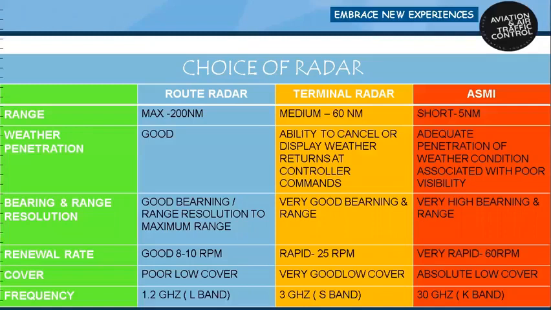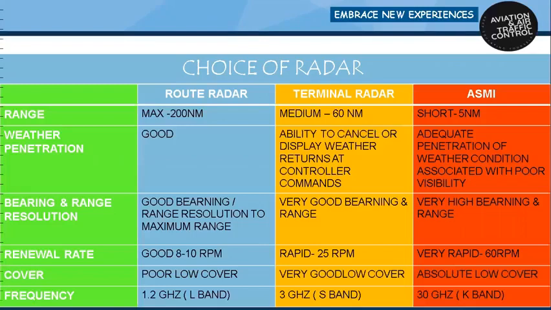Choice of radar depends upon various factors. Let's understand first the radar used in aviation surveillance. Route radar, maximum range 200 nautical miles. Terminal radar, medium range up to 60 nautical miles. Airport surface movement indicating radar are short range up to 5 nautical miles. And these are used during low visibility operations at airport.